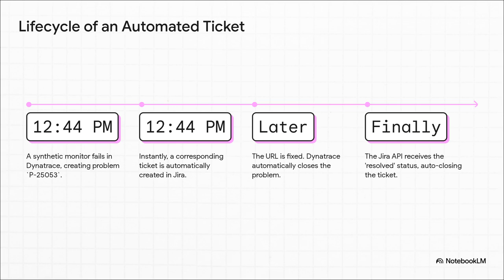Nobody had to copy-paste anything. Nobody had to create a ticket manually. The system just did it. Then, later on, when the problem is fixed, Dynatrace closes its problem, and that automatically tells Jira to close the ticket. It's a perfect closed loop with zero wasted effort.